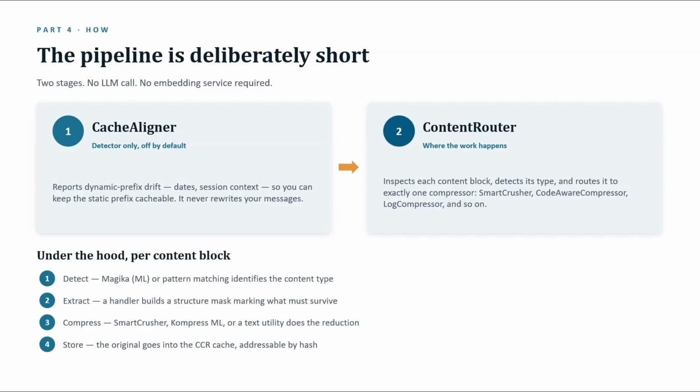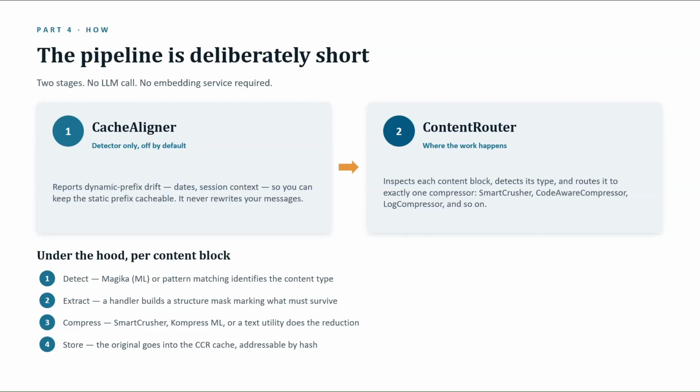So here are the four main steps. First one is detect. There is a Magika ML model, which uses pattern matching to identify the content type, to find which content is coming in. Then extract: a handler builds a structure marking what must survive, so it marks exactly which data needs to be kept. Then in the compress stage, the compressor that needs to be picked is applied, and it stores the original data in the CCR cache.